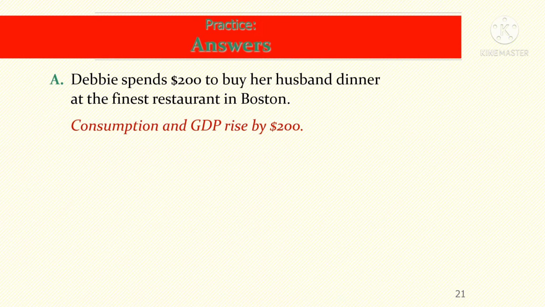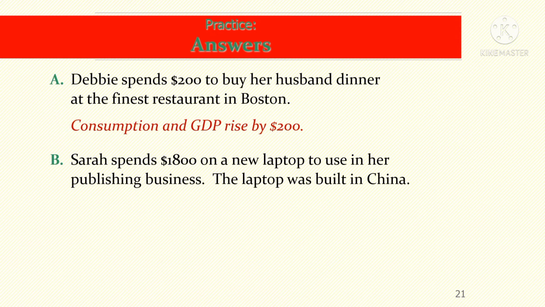What if Debbie is a government employee? Will her transaction affect the GDP of the country? Okay, the answer is no. Government employees engage in consumption just like everyone else. So whether Debbie is a government employee or not, still her transaction is part of C, and it affects the GDP. Okay, about the second situation, Sarah spends $1,800 on a new laptop to use in her publishing business.